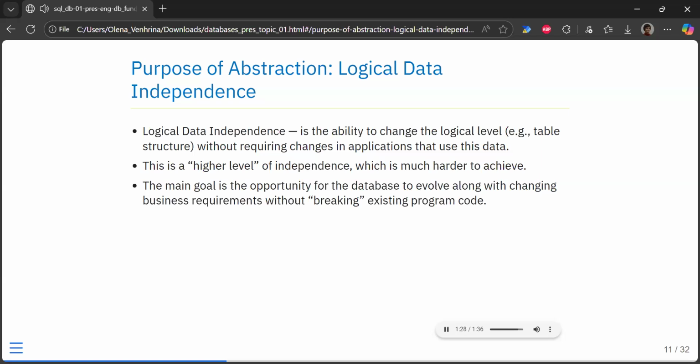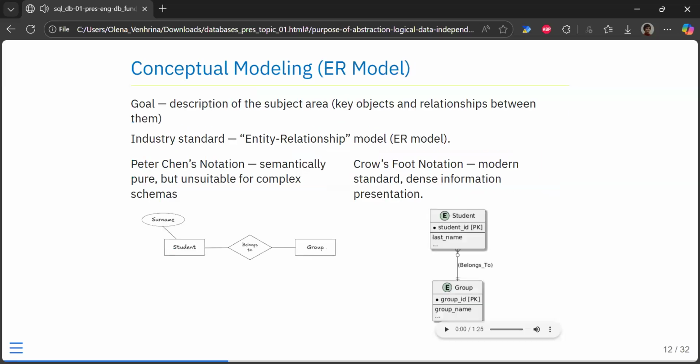Together, these 3 abstraction levels and 2 types of independence are the foundation for designing systems that will be flexible, scalable, and most importantly, durable. We defined our 3-tier architecture. Now we return to the very beginning, to the highest level, which is also the most important for the architect: conceptual modeling. Its goal is to describe the business logic of the subject area. We don't think about SQL, we don't think about servers or data types. We think only about business. What objects, entities, are in our system and what are the rules, relationships between them.